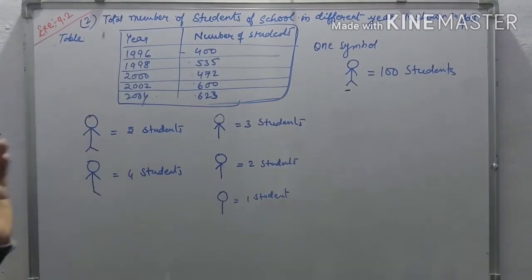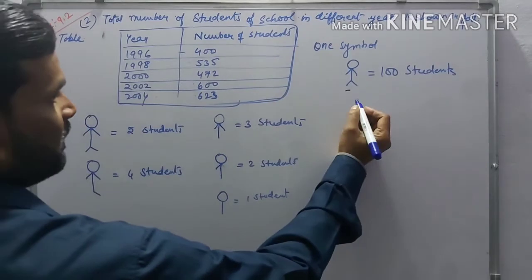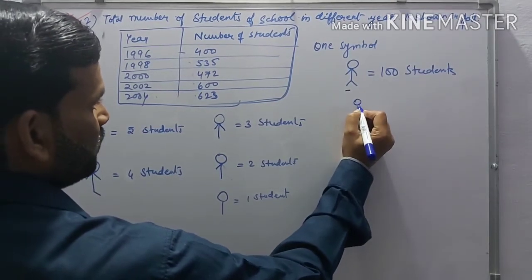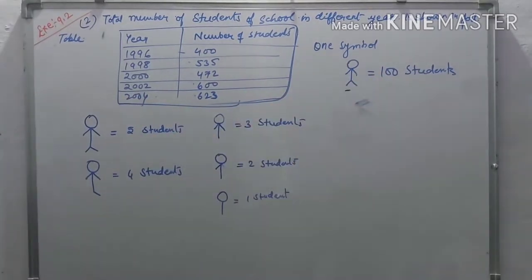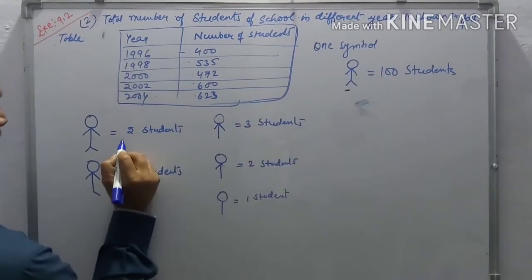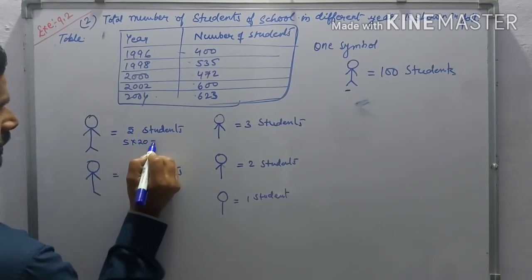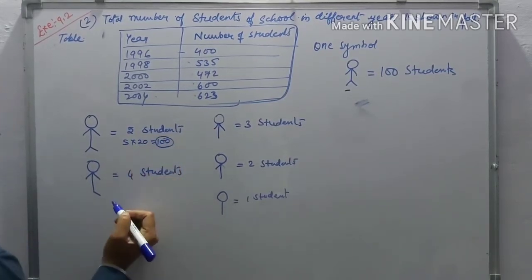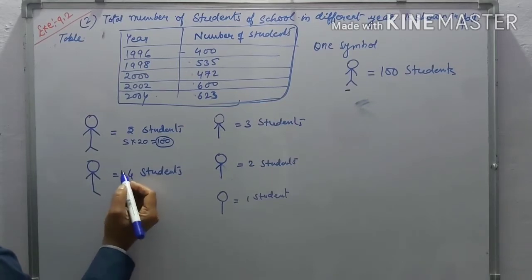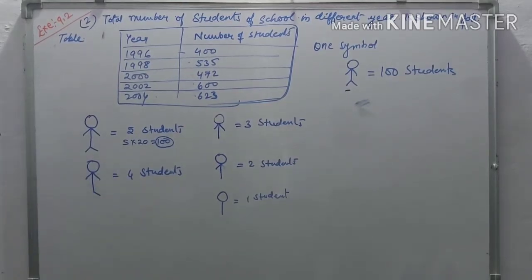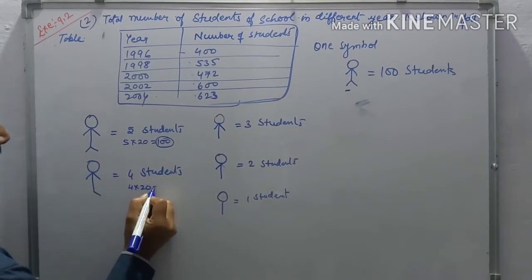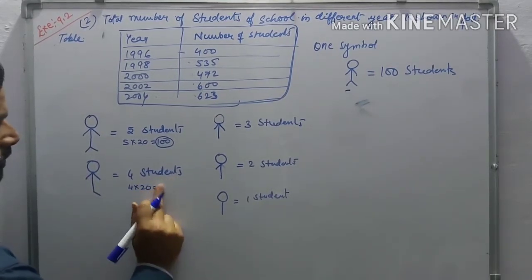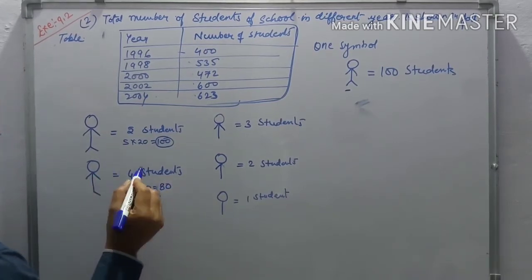Okay, suppose first compare. Here is the 100 students. 100 means we have to write 100 upon 1. Okay, there are 5 and 100. How many times? 20 times. Okay, 5 into 20 is equal to 100. It means you have to draw a full symbol, and here it will be 4 into 20 is equal to 80. It means your value is 80.